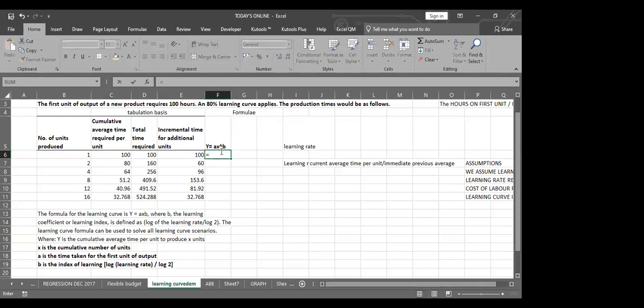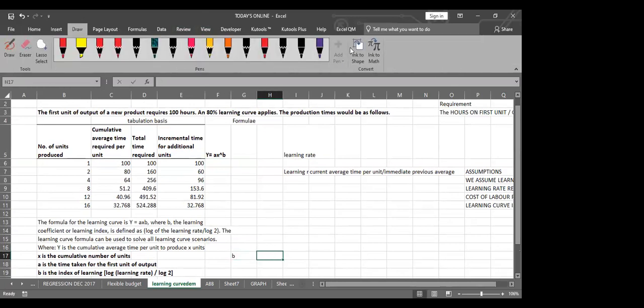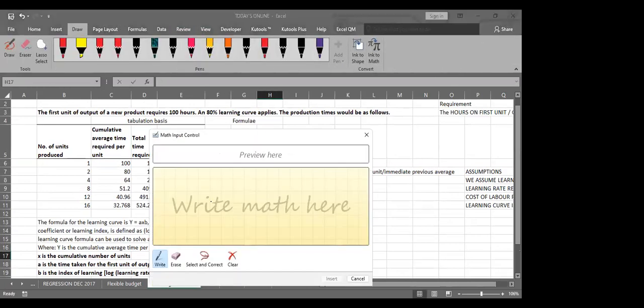How? Let's use the formula and see. We know X is the number of units, and A is the number of hours on the first unit, and B is the index. So how do you calculate the index? Those who have a calculator will do that. B is usually an index. So how to calculate B? Usually we do it as an index.